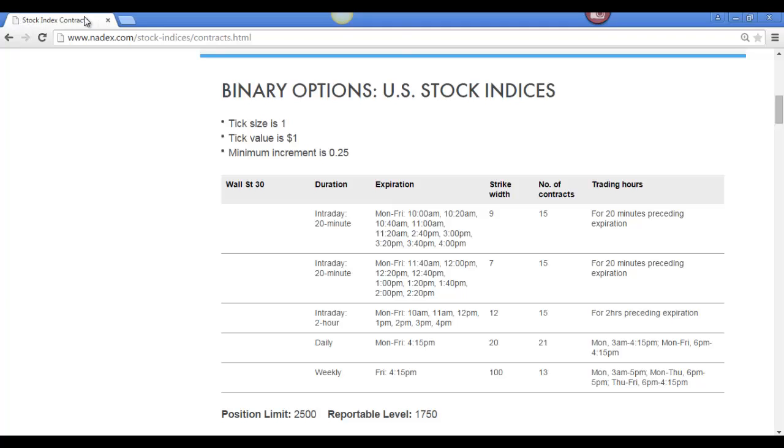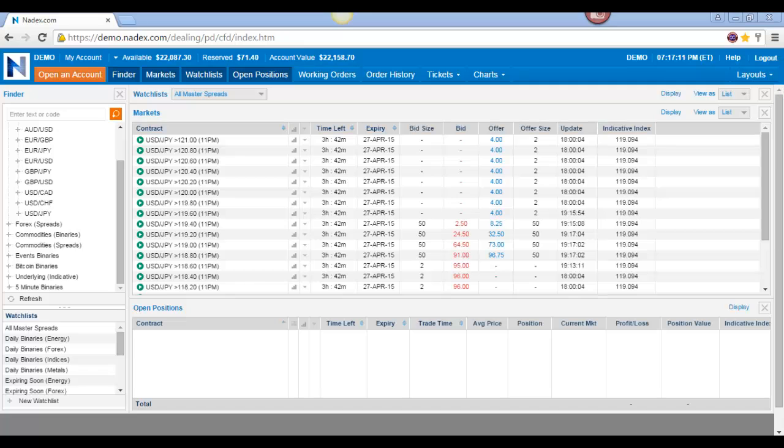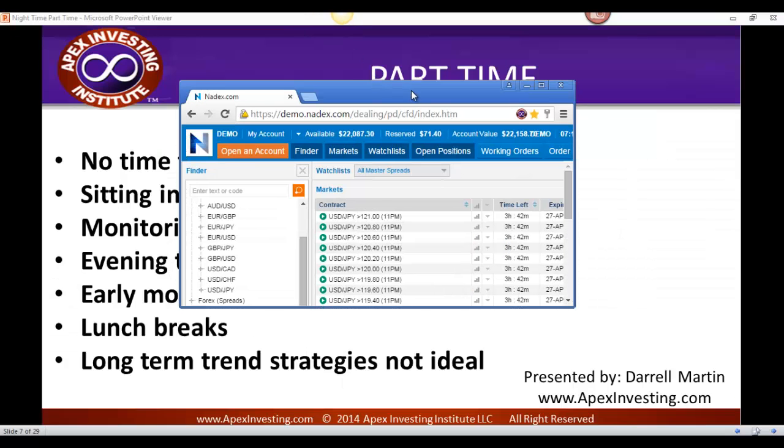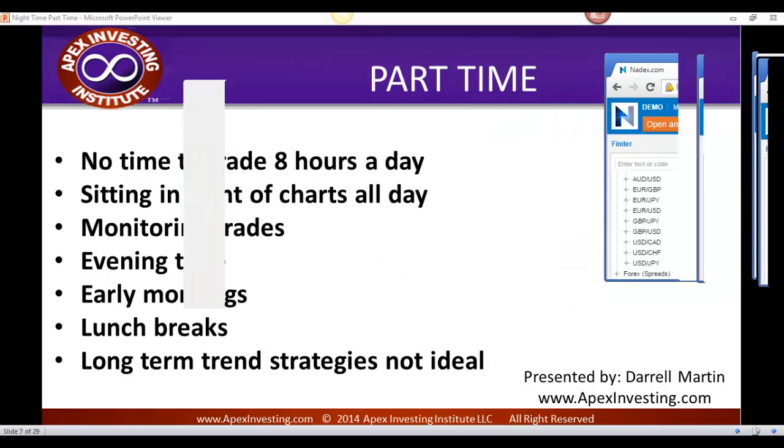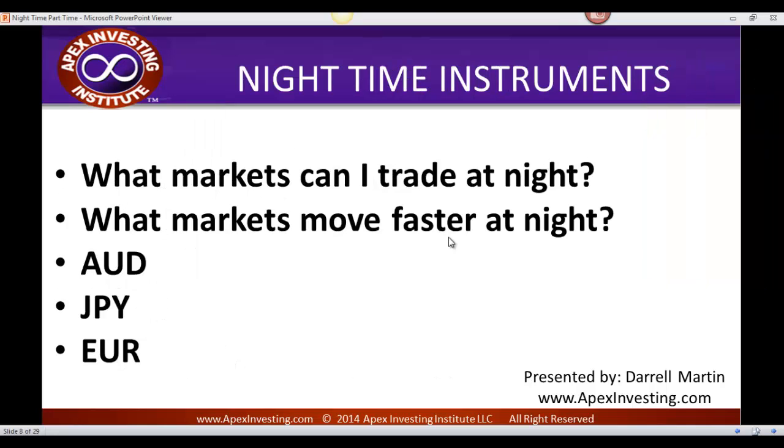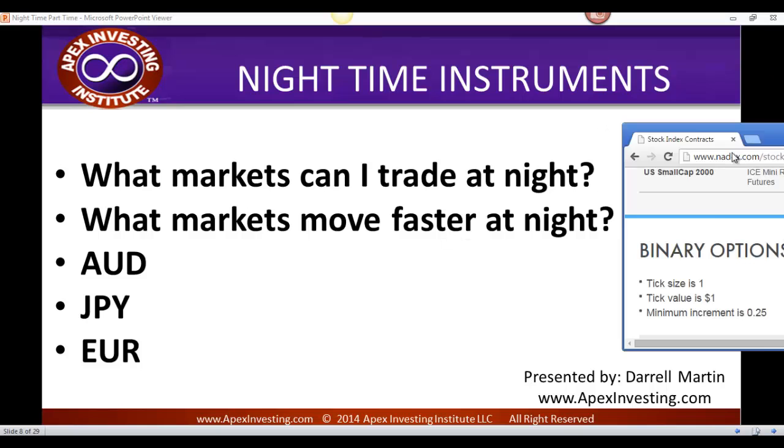And that has really been a big change, a total life changer with Nadex adding on the 5 and 20-minute binaries. And we're going to talk about that here. So, what markets can you trade at night? Well, at nighttime, basically all of the Forex pairs.